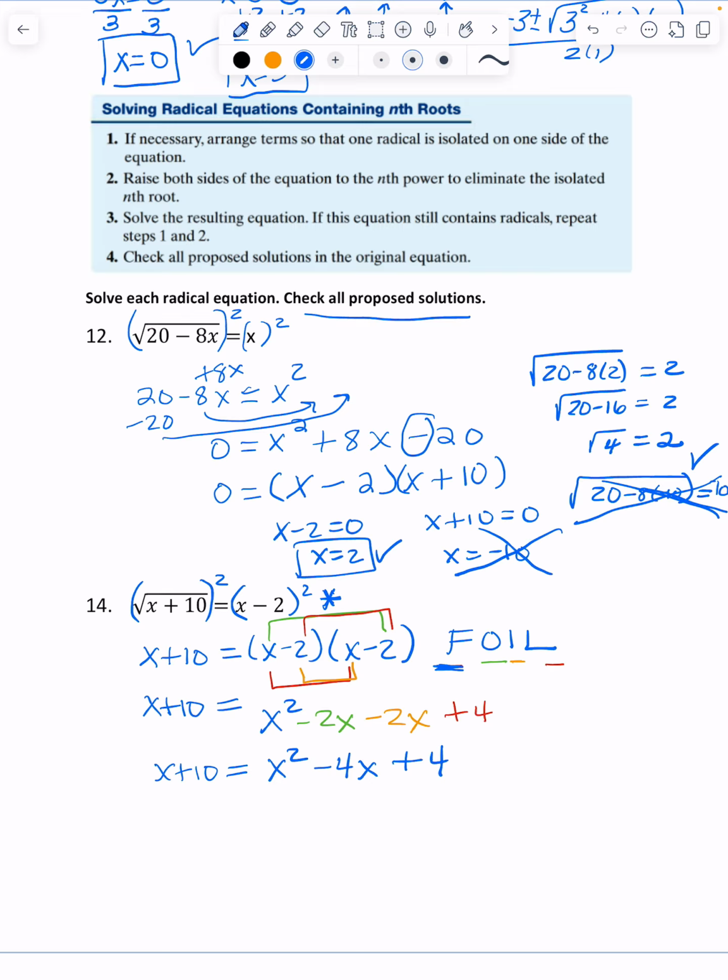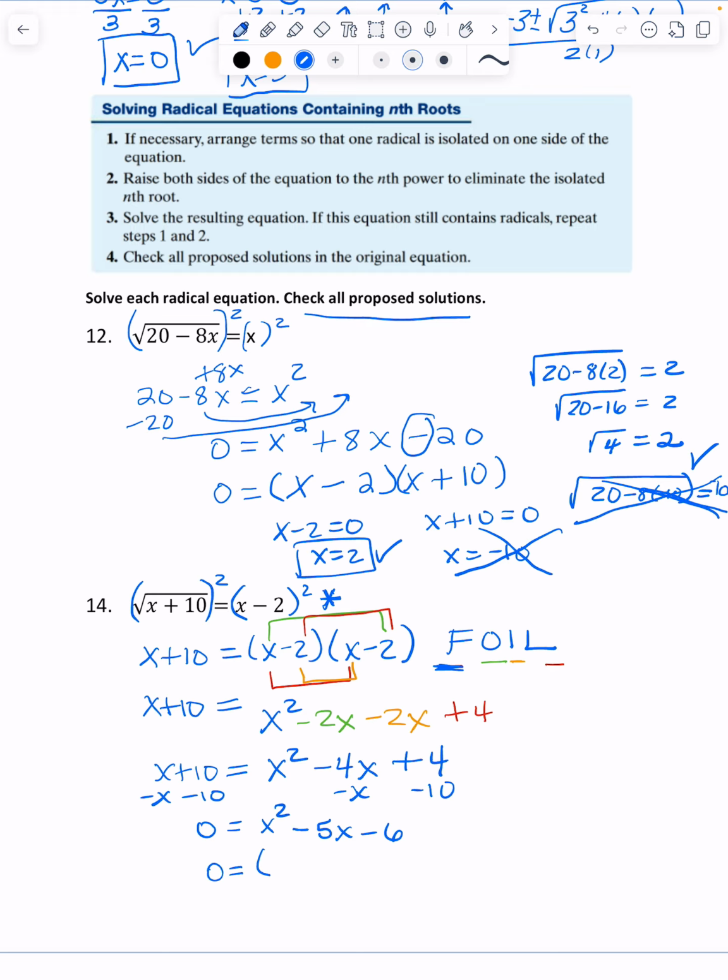Once we get rid of the radical signs, once we have folded the binomial, we want to get everything set equal to 0. So I'm going to subtract x from both sides, and I'm going to subtract 10. That's going to give me the 0 on the left side, and let's combine our like terms. Negative 4 and a negative 1 is negative 5. Positive 4 and negative 10 is negative 6. It works out to be this beautiful little trinomial that is factorable.